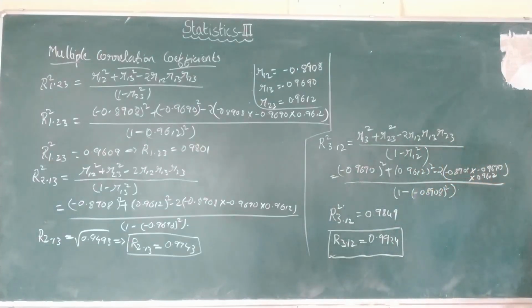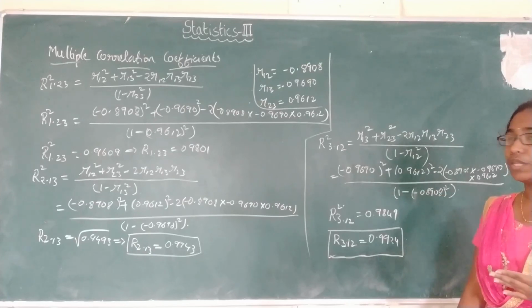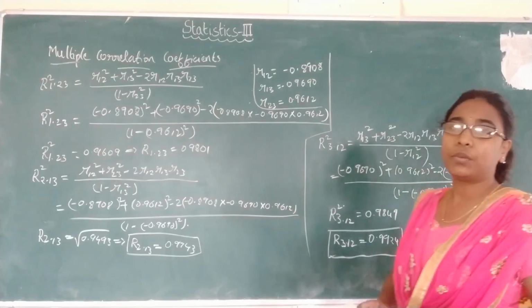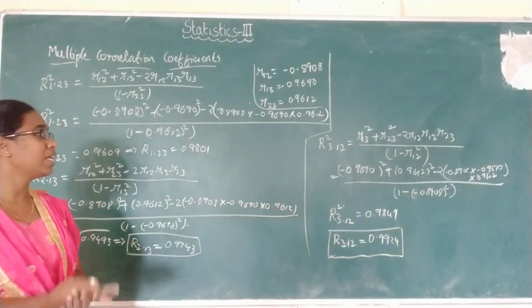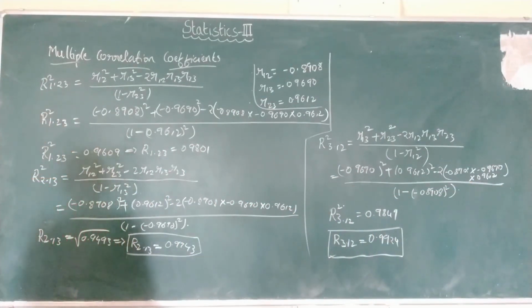So practice this problem. Copy the question first, and after copying, do the solution simultaneously along with me. Then only you will get it. Solving only one correlation coefficient was easy, but here you have to solve the three correlation coefficients R12, R13 and R23, and write the formulas carefully. Don't get confused about that. If the formulas are written correctly, then you will get the correct answers. So this is all for today's class.